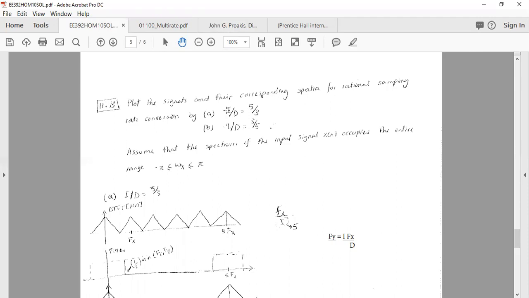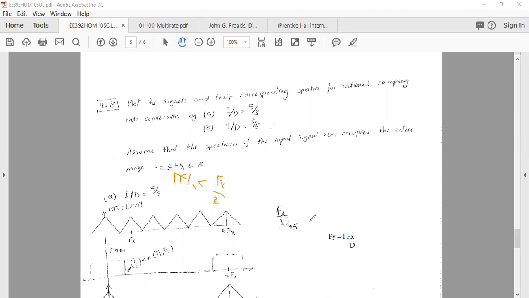So where A is I upon D is equal to 5.3, B is I upon D is equal to 3 upon 5. Assume that the spectrum of the input signal x of n occupies the entire range negative pi less than or equal to omega x less than or equal to pi. If we were to represent this in normal frequency f rather than radial form, we would get the absolute value of f less than or equal to f of x divided by 2, right?